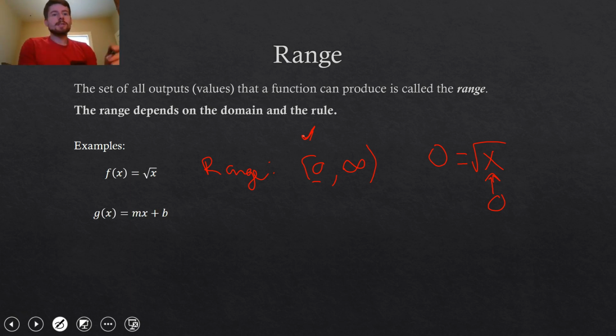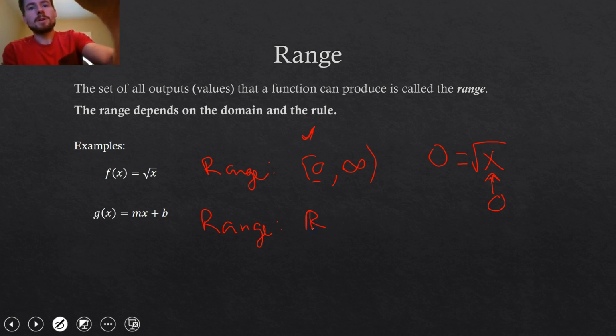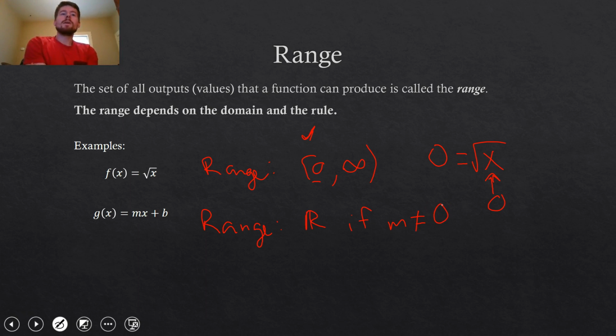And then a linear function, what's the range for that? Well, it's a little bit tricky. If m, that slope, is not 0, then it's all real numbers. You're going to get all real numbers if the slope is not 0. And I want you to think about it a little bit. What are the answers going to be if the slope is 0? So if m is 0, what will the answers be? What are you going to get for your answers? So take a minute and think about it.